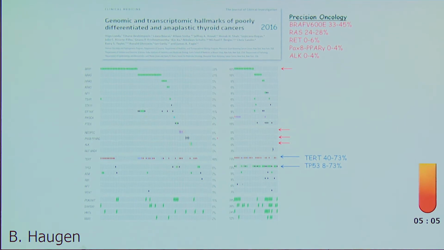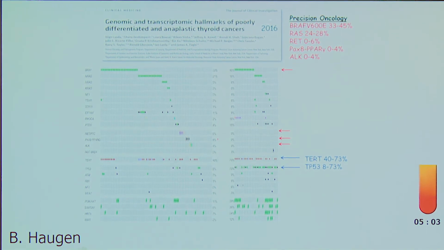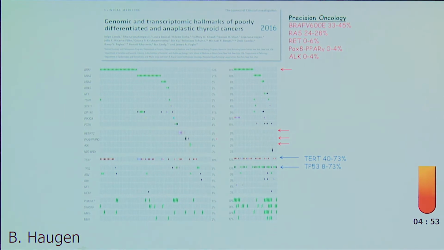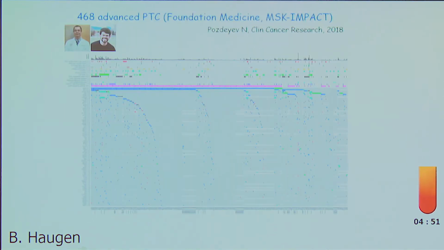And again, TERT now, rather than being 9% like TCGA, it's 40 to 73%. And P53, rather than being less than 1%, it's 8 to 73%. So this really goes along with that more aggressive tumor that Tom talked about.